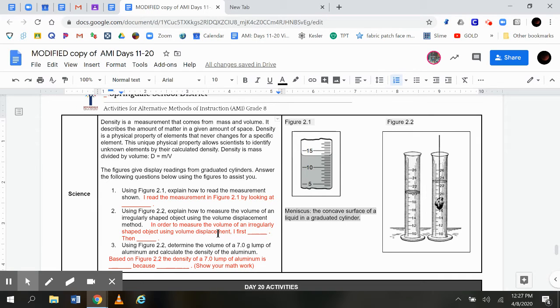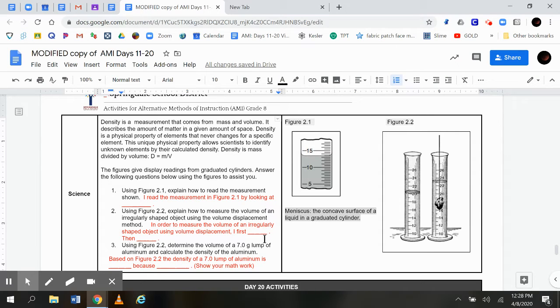Explain how to measure the volume of number 1. Using figure 1, explain how to read the measurement shown. I bet you could do that right now without even reading the rest of the passage. Here's your sentence frame. I read the measurement in figure 2.1 by looking at, and it's not just the meniscus. You need to tell us what part of the meniscus you look at to measure the volume.